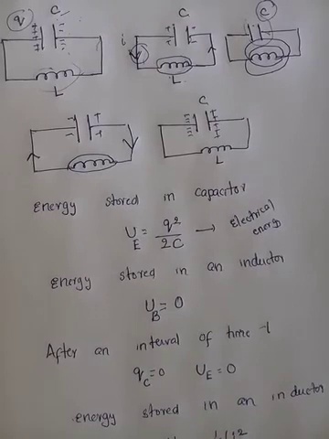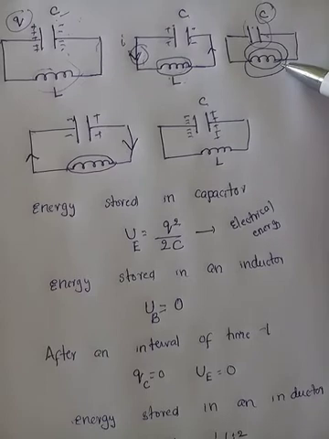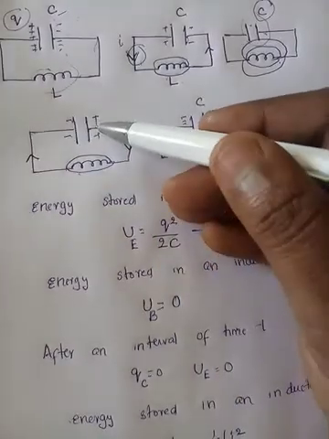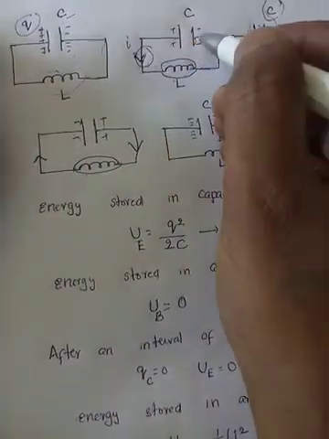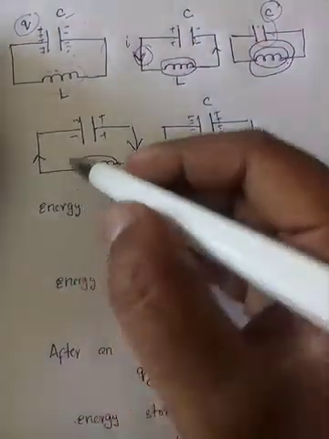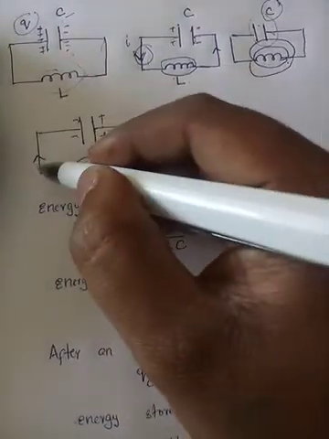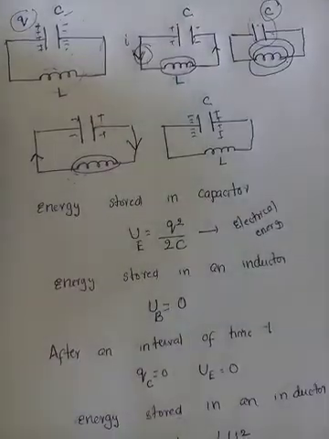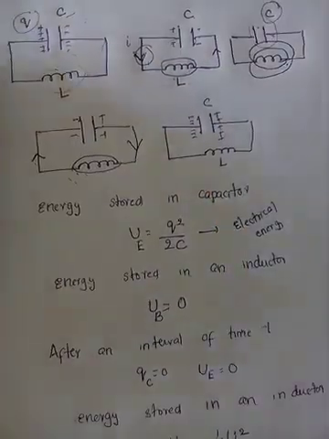Now what happens? According to Lenz's law, the induced EMF opposes the change of current, right? Yes. So again the charge starts to flow from the inductor to the capacitor, in the opposite direction. See, here it started flowing from positive to negative, and now it starts discharging in the opposite direction. So the inductor starts to discharge and the charge flows from the inductor to the capacitor. So here negative charge, here positive charge. After some interval of time, the capacitor is completely charged.